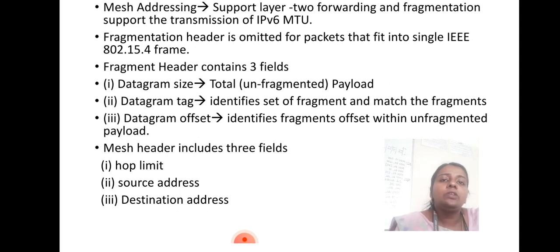802.15.4 frame. It contains three fields. One is the datagram size, the total payload. Next one is the datagram tag. It identifies the set of fragments and matches the fragments. Datagram offset identifies the fragment offset within the unfragmented payload. The mesh header includes three fields, that is hop limit, source address, and destination address.